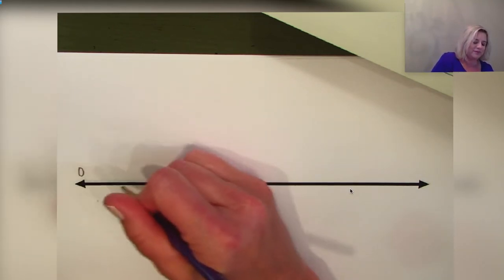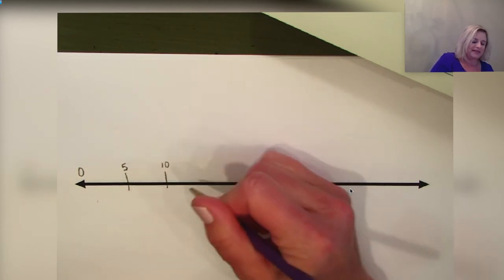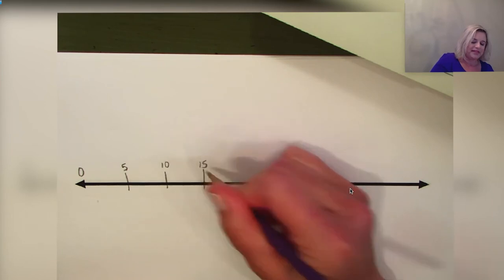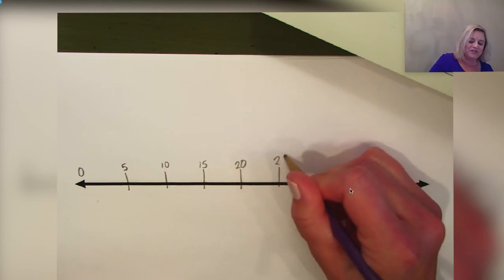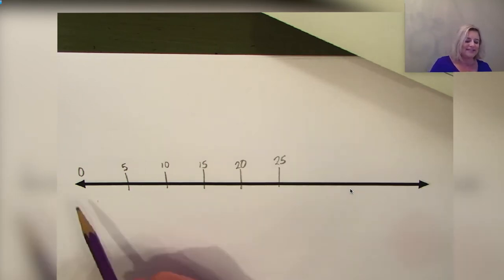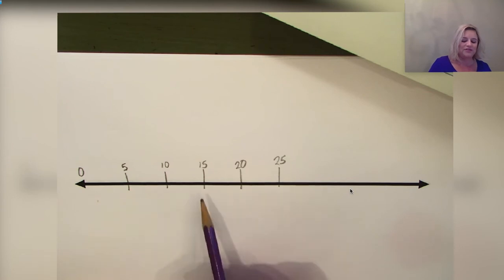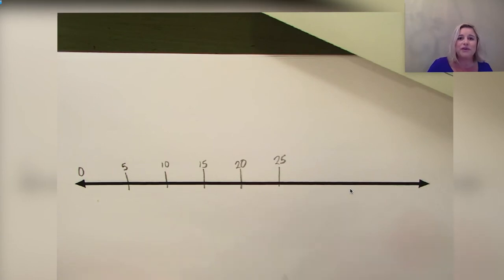I have 0, 5, 10, 15, 20, and I'm going to stop at 25. Now, we'll label our numbers by skip counting by fives. 0, 5, 10, 15, 20, 25. Now, is this what your number line looks like? Way to go. Now, add 4 hash marks as evenly spaced as you can between our numbers.